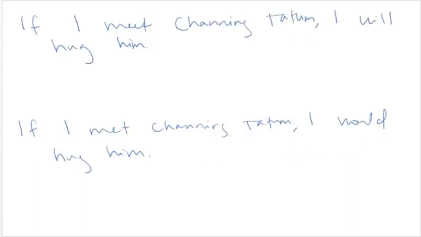So just to practice really quickly, if I meet Channing Tatum, I will hug him. So if is si, and then this is the present tense. So just the regular present tense. Si conozco a Channing Tatum. I will hug him. Him is going to be the direct object pronoun lo. And then will is the future tense. To hug is abrazar. So the future tense for yo, for abrazar, is abrazaré. If I meet Channing Tatum, I will hug him.